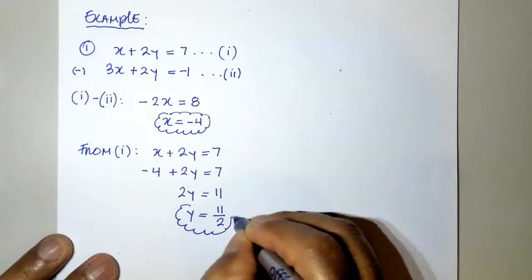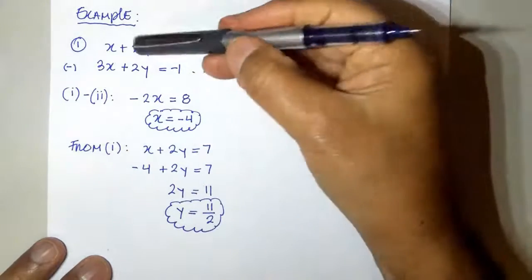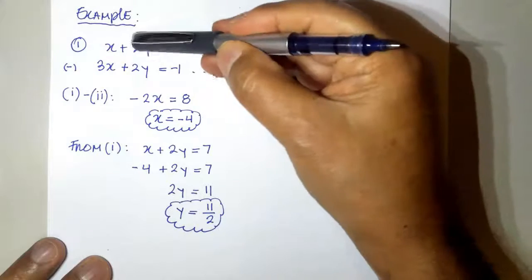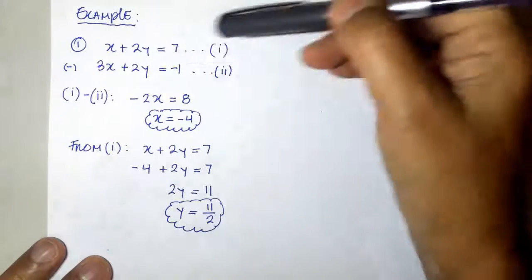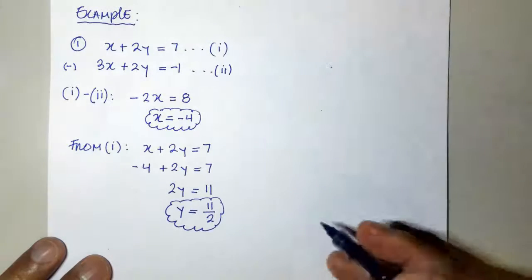That is the answer. All right, so when you have things like this, when you have a repeating coefficient, then eliminating one of the variables is very, very easy.